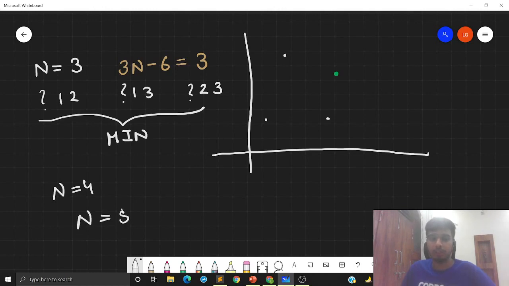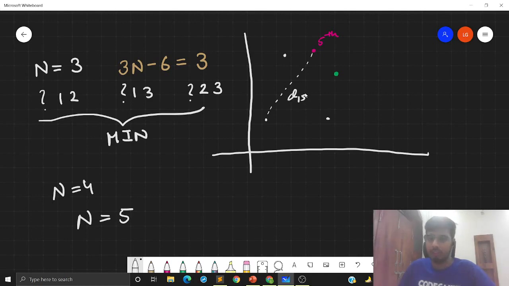What if n is equal to 5? Now suppose I have one more point here, which is my fifth point. Now I want to ask 3 queries, and in these 3 queries I should be able to figure out the minimum distance among all the possible pairs of points. So let's say I asked my first query with this point, and I got some value.